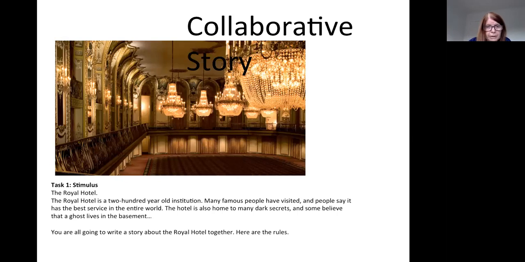So the scenario is, let me just try and move our pictures. The Royal Hotel, it's a 200-year-old hotel. Many famous people have visited, and people say it has the best service in the world. It's also home to many dark secrets, and some believe that a ghost lives in the basement. So the students are going to write a story about the hotel together.